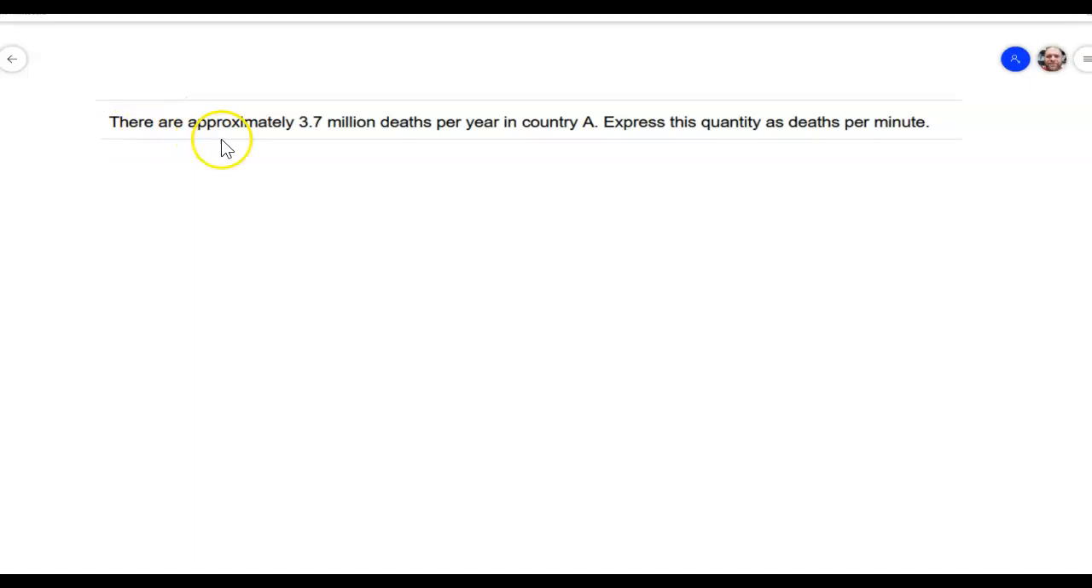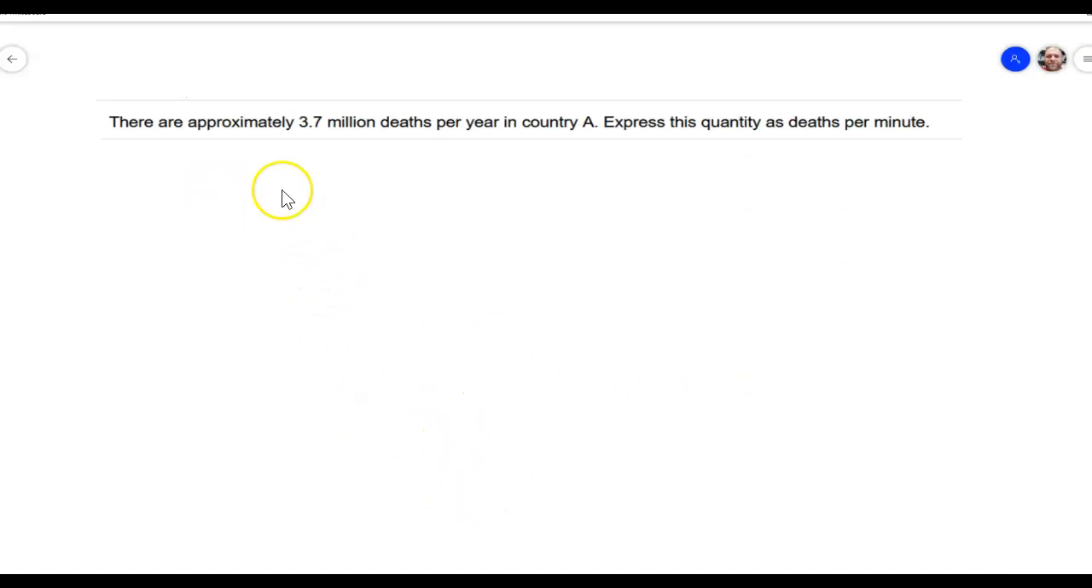This problem says there are approximately 3.7 million deaths per year in country A, and we want to express this quantity in deaths per minute. So this problem is going to be a unit conversion problem.